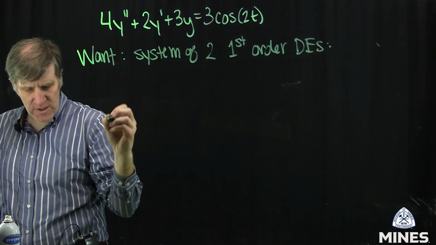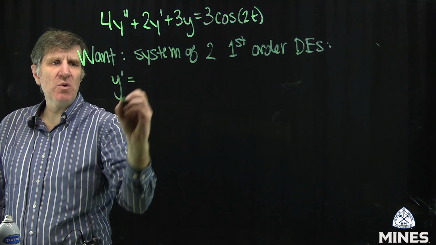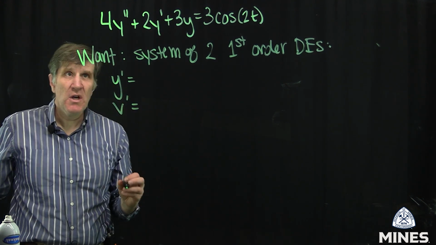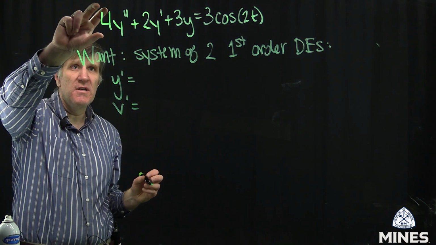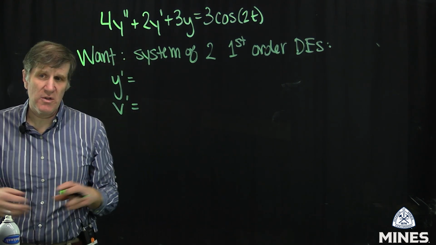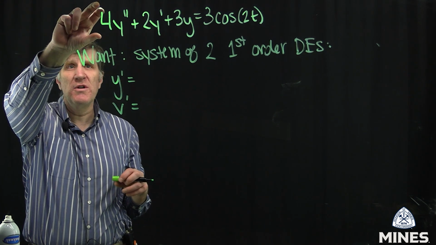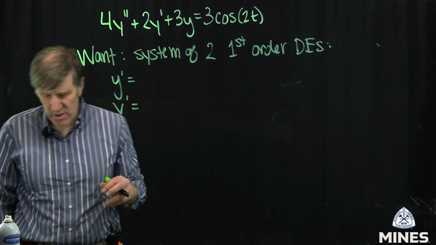What that looks like is we want some y prime equals, and then we'll introduce another variable v and have a v prime equals. And we want this system to be equivalent to this second order original differential equation that we're given. This is one approach that people take for higher order differential equations, is to turn them into systems and then to work on the systems, and we want to see how to do that.